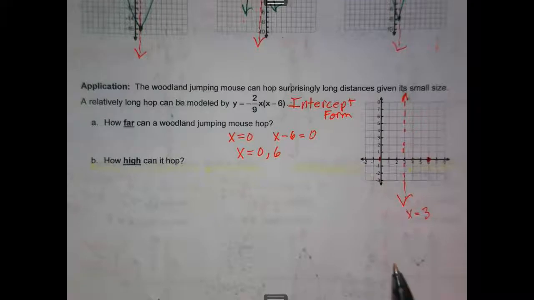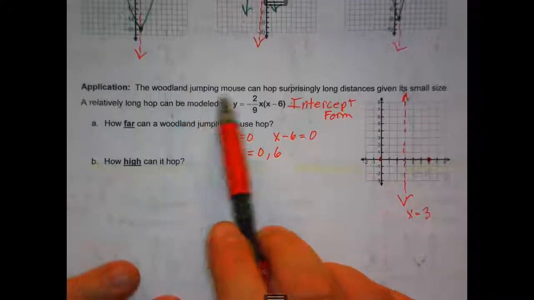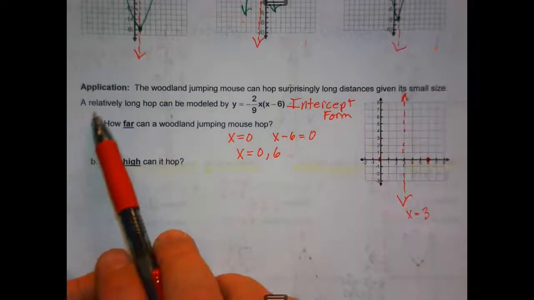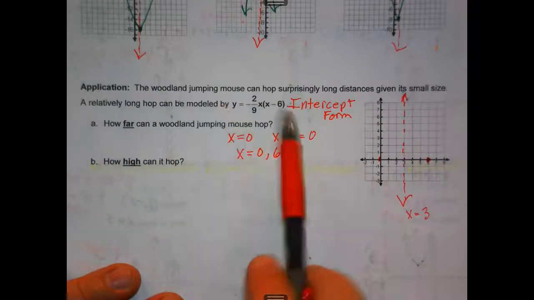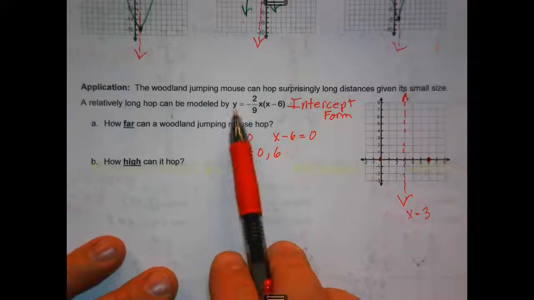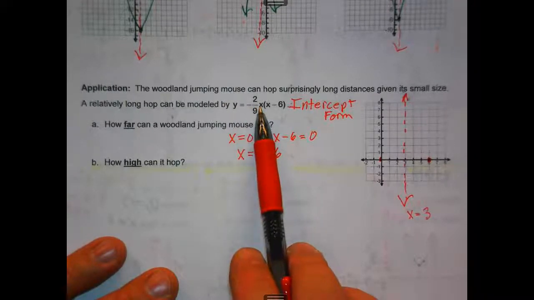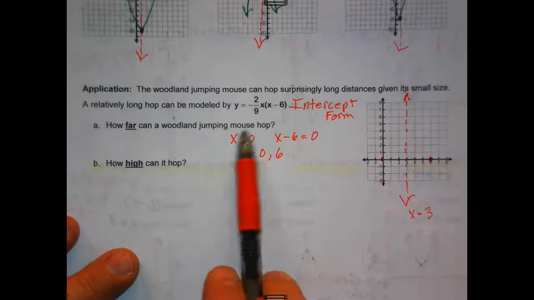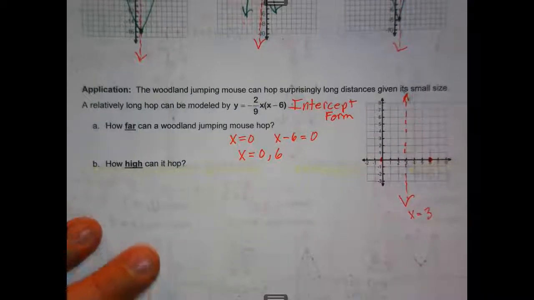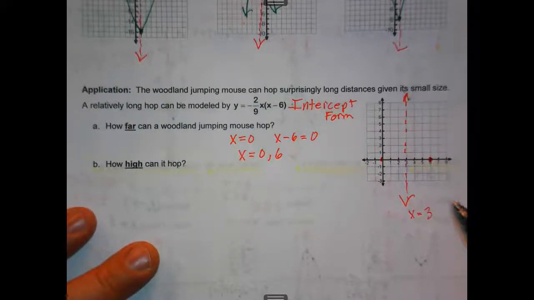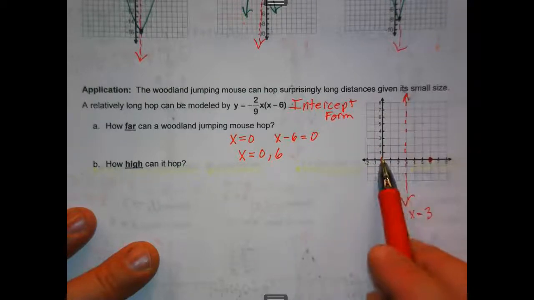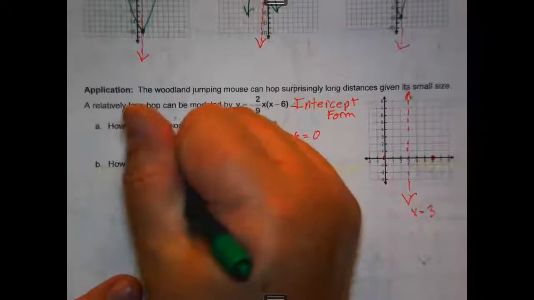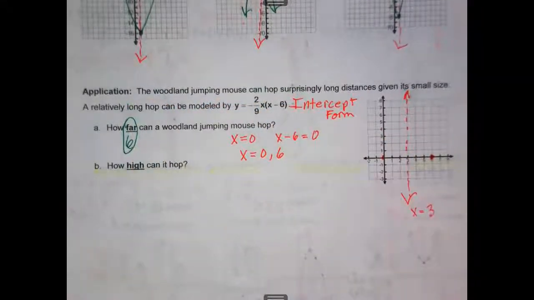Okay, now let's think about this. It says the woodland jumping mouse can hop surprisingly long distances given its small size. A relatively long hop can be modeled by this intercept form equation, y equals negative 2/9 times x times quantity x minus 6. It says how far can the woodland jumping mouse hop? Well, look at our graph. How far can he hop? Starts out at 0, right? How far can he hop? 6. See, I told you it would insult your intelligence.